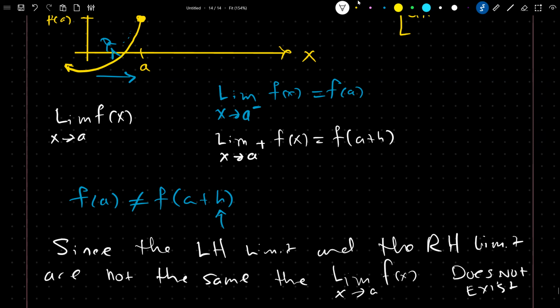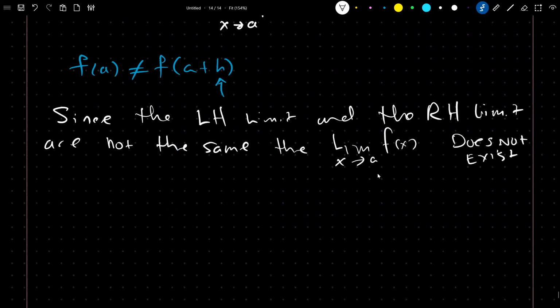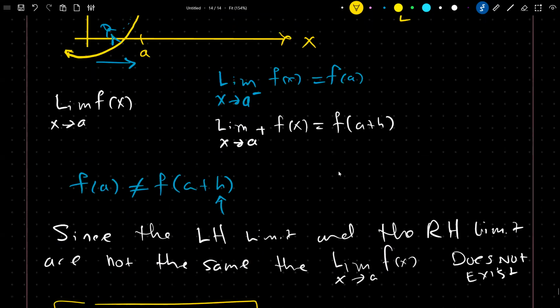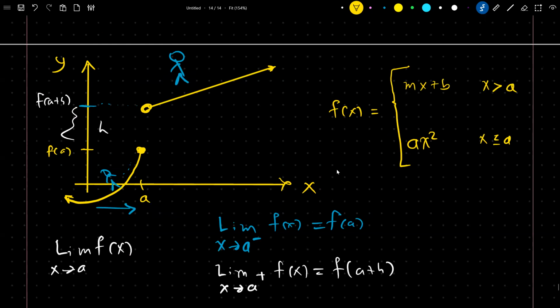And usually we'll use an abbreviation, and we might even write down something like this: the limit as x goes to a for f of x equals DNE. This just means it doesn't exist. The reason it doesn't exist is because the left side and the right side don't match. They're not the same. So if the left side limit and the right side limit are not equal, then we say that the limit fails to exist. That's something we need to make sure to take note of here.